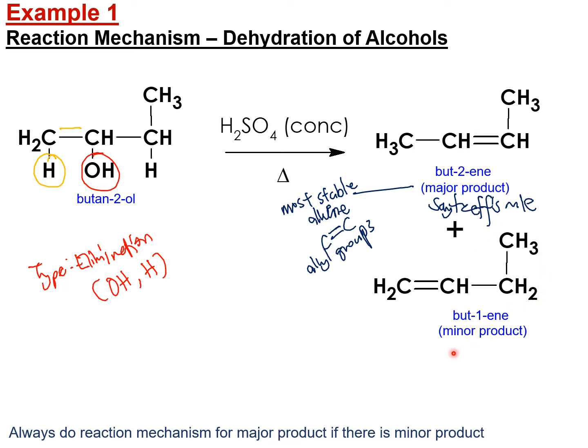Tapi bila when it comes to reaction mechanism, although you dapat dua possible alkenes sebagai product, okay, bila when it comes to reaction mechanism, if the question doesn't ask you to do the reaction mechanism on the minor product, therefore memang sah-sah disuruh kamu buat reaction mechanism on the major product. Okay, so always do reaction mechanism for major product if ada minor product, kalau soalan tanya pasal reaction mechanism ni ya.